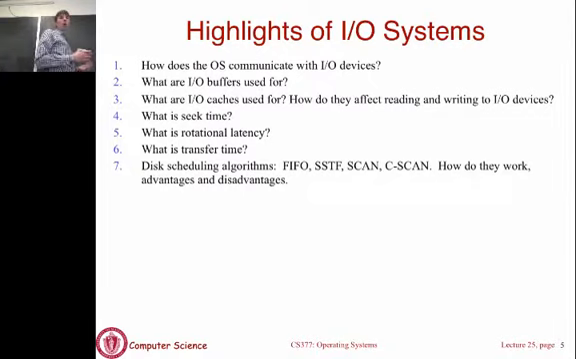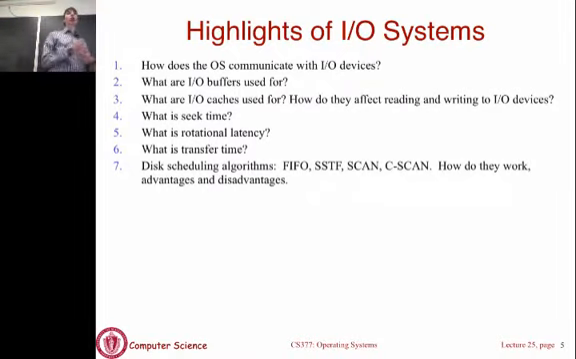Right, so then we talked for a while about disks, right? So we had our picture of what a disk looks like physically, right? So we have a bunch of surfaces. Each surface is divided into tracks, right? Each track is divided into sectors, right? Sectors are sort of the basic unit that we're doing disk I/O on.